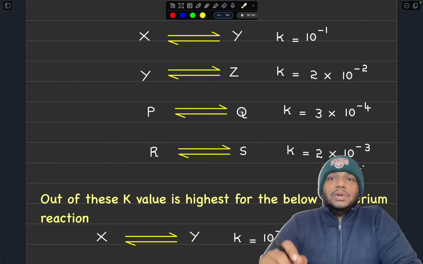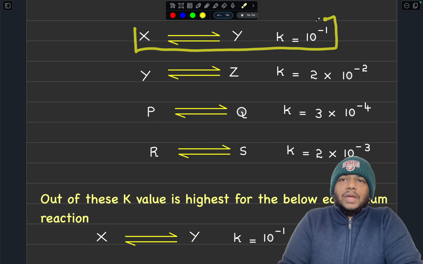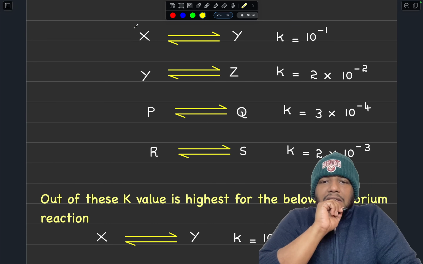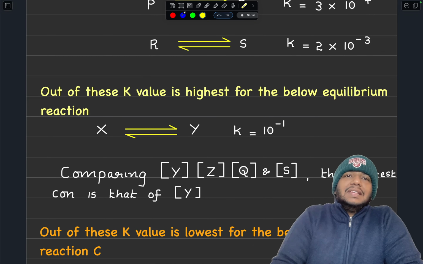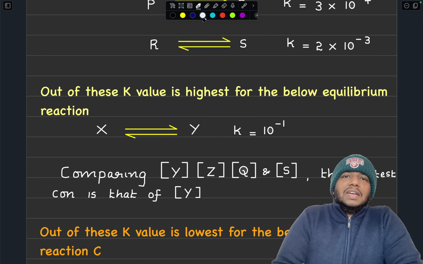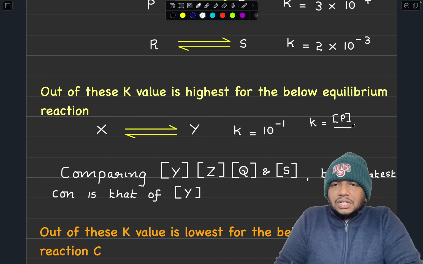we can understand that the K value is highest in the case of which one? Actually in the first one. I can say that the K value is highest for X getting converted to Y. So what is the meaning of that? What does it mean that the K value is high? Listen, students, K is nothing but the concentration of the product divided by the concentration of the reactant. This is what we learned earlier. I hope you remember.